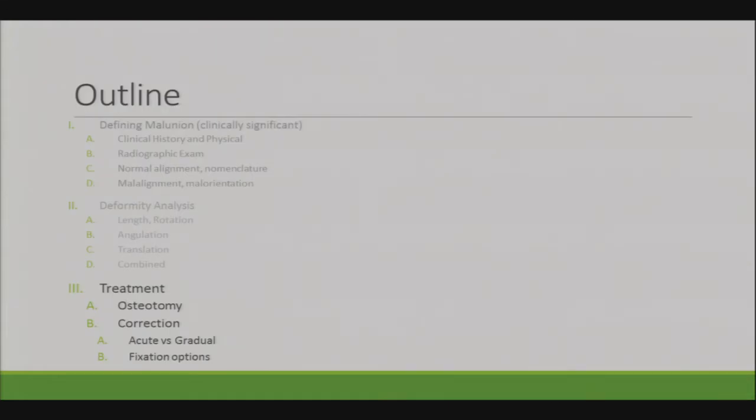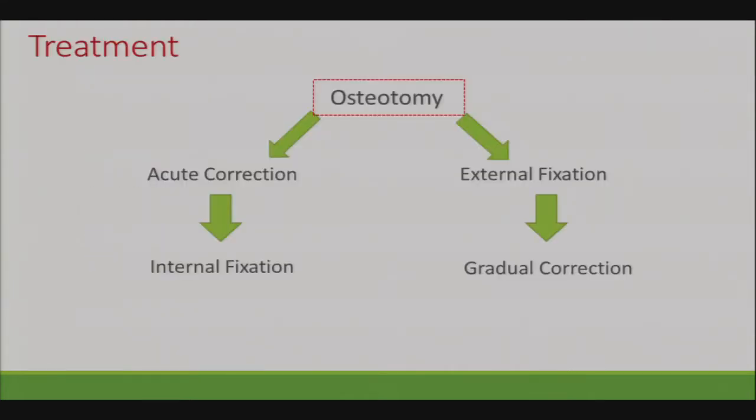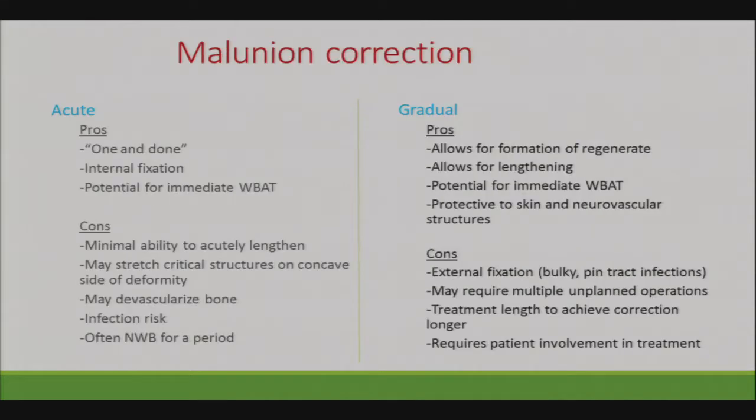All right, I think we have the tools now at least to start to talk about correction. All of the corrections go through one of 2 paths, as far as I know. Osteotomy first, and then either acute correction with some kind of fixation or external fixation and gradual correction. So the first step in the path is to figure out which way you're going to go and then come up with a treatment plan. There's pros and cons to each. There's some people that believe gradual correction is the best.